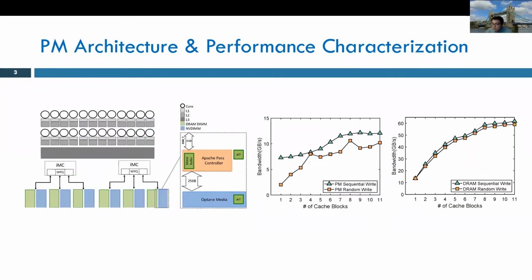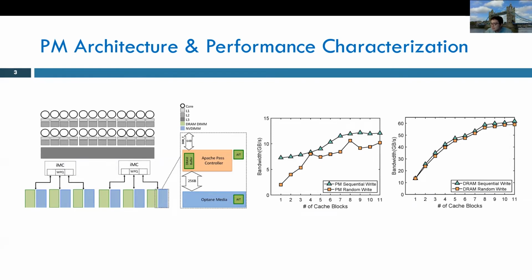The left side figure of this slide shows a logical architectural layout of an Optane-based machine. We can see that on each socket there are 6 DRAM DIMMs and 6 NVDIMMs. They are attached directly to the memory bus. Processors can access persistent memory through load and store instructions.